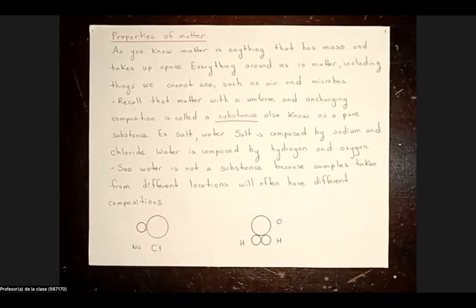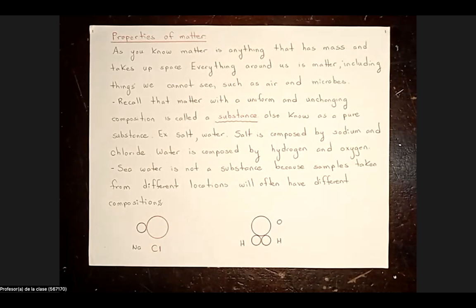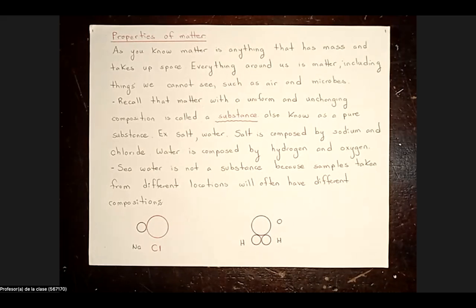Hi, we are going to talk about the properties of matter, okay? As you know, matter is anything that has mass and takes up space. Everything around us is matter, including things that we cannot see, such as air and microbes. Recall that matter with a uniform and unchanging composition is called a substance, also known as a pure substance.